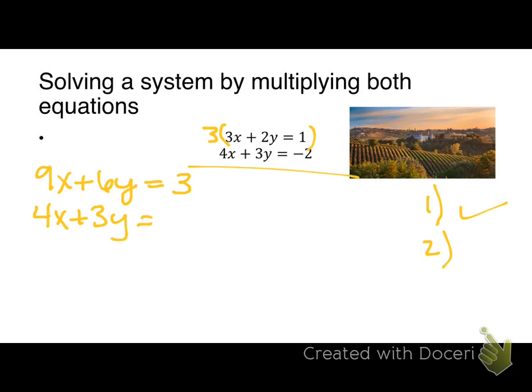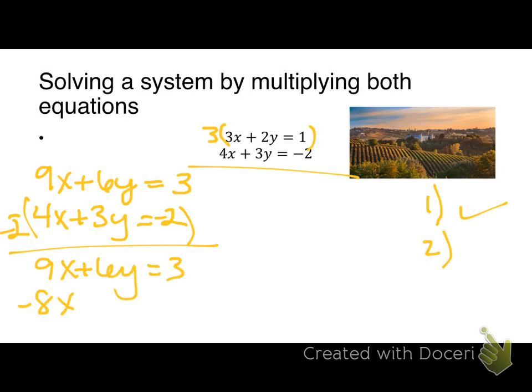Okay. So we still need the y's to cancel, so we have to have the bottom one multiplied by 2 so that they're the same. But one has to be positive and one has to be negative for them to cancel. So let's multiply the bottom by negative 2. Negative 2 times 4x is negative 8x. Negative 2 times 3y is negative 6y. And negative 2 times negative 2 is 4.